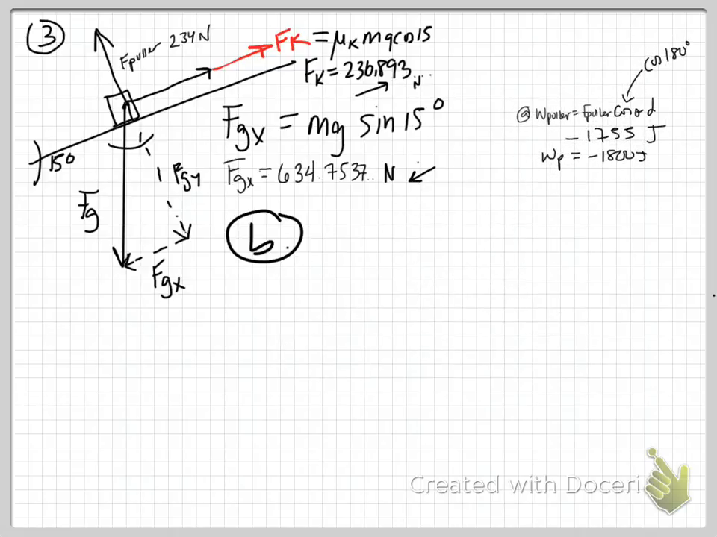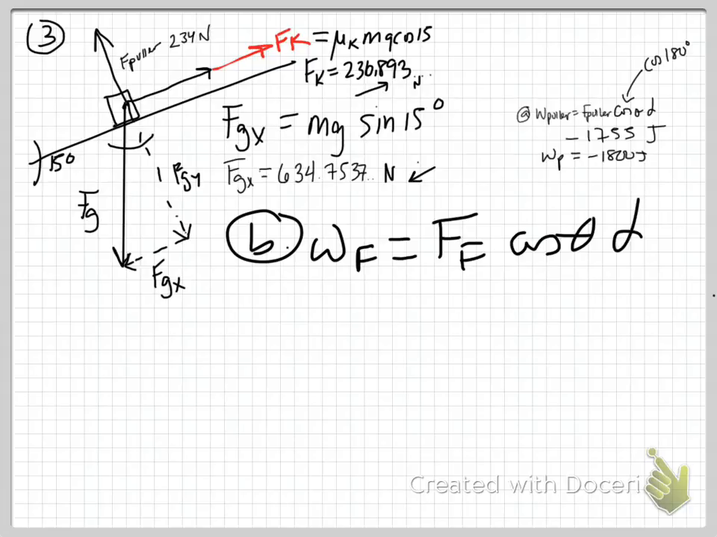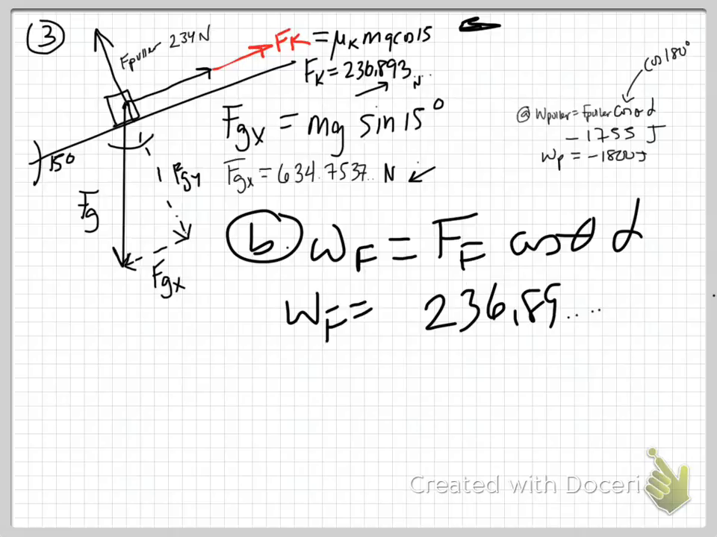Okay, part B. Work done by friction is equal to the force of friction times cosine theta d. Here we have to do mu k mg cosine 15, and what we end up with, I'm just going to go ahead and put that in, is 236.89 and so on. Again, this is going to be cosine 180 because the friction is opposing the motion.